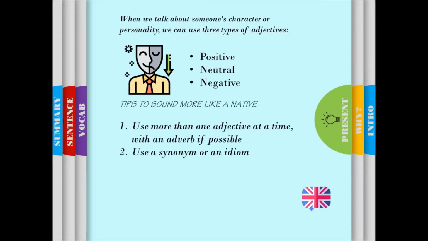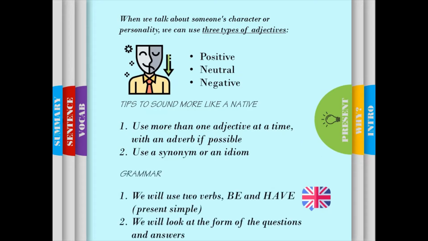Some tips to sound more like a native English speaker. Of course, we will try to use more than one adjective at a time and try to use an adverb as well if possible. We will also try to use some synonyms or idioms if possible. And a quick look at the grammar for this lesson. We will use two verbs, be and have, and we'll look at the form of the questions and answers. So let's move on and have a look at some vocab using these three categories: positive, neutral, negative.